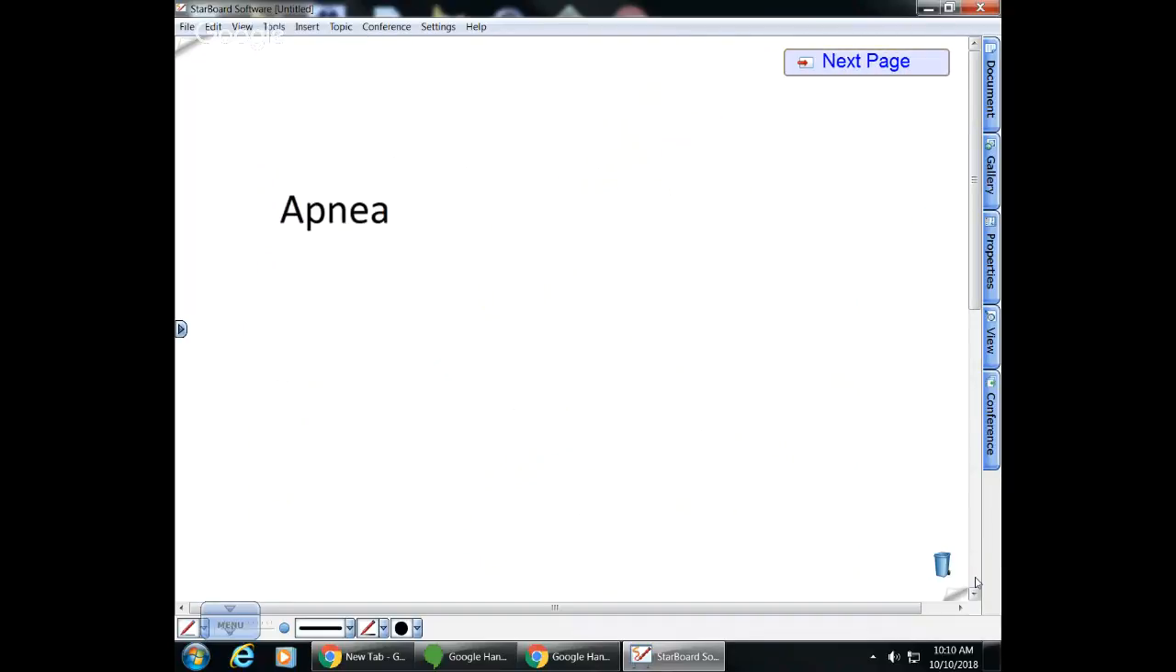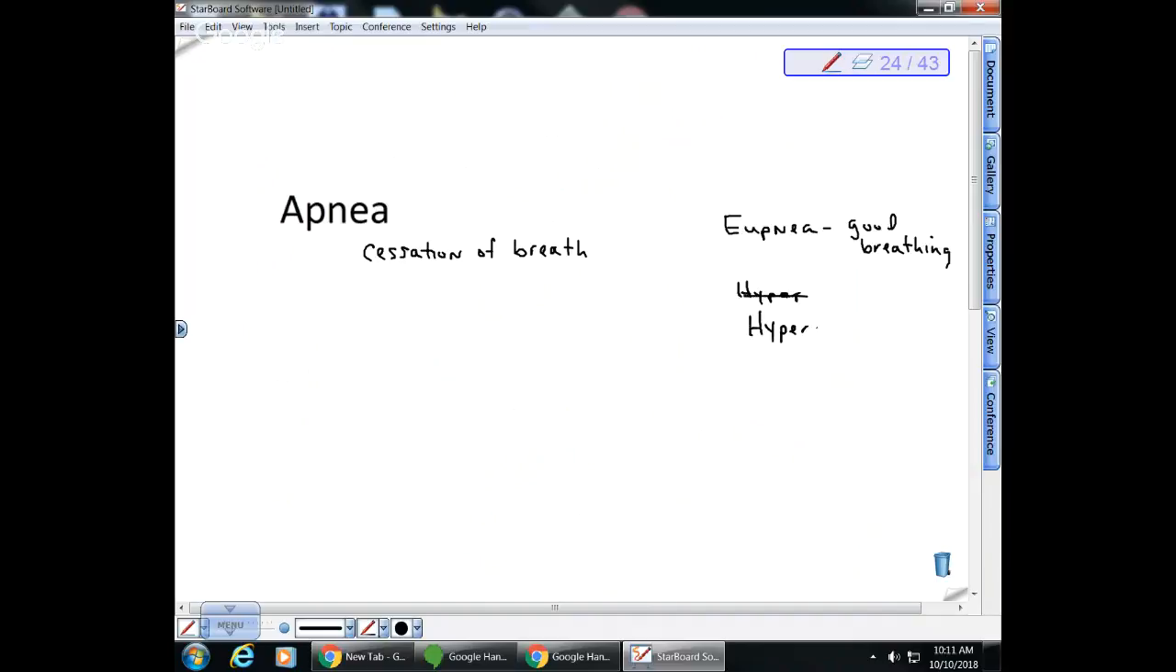Okay, so we do have the cessation of breathing, which is called apnea. So this is the cessation of breathing. Apnea, or the pnea, that just means breath. So we can talk about eupnea. So this is good breath. So good breathing. And then we can also talk about when you breathe excessively. So this would be hyper, hyperpnea. And this is excessive breathing.